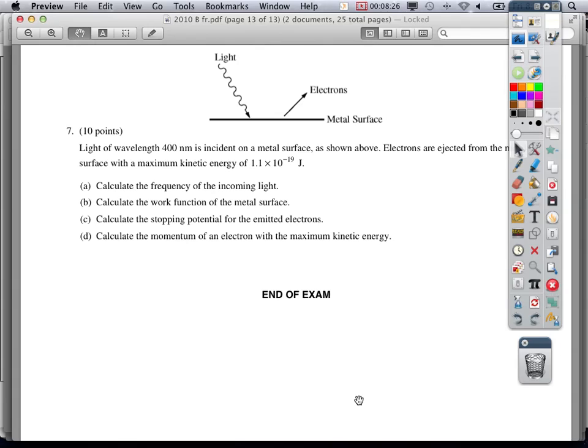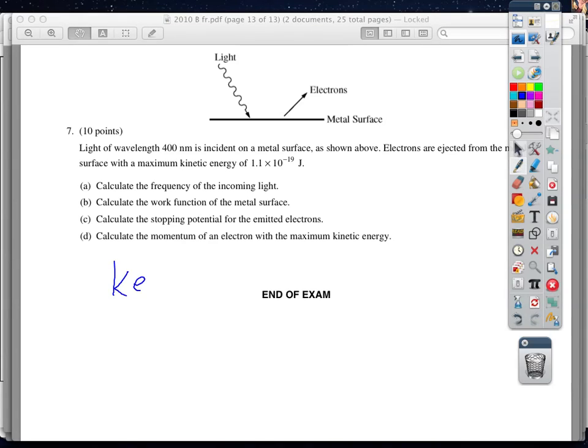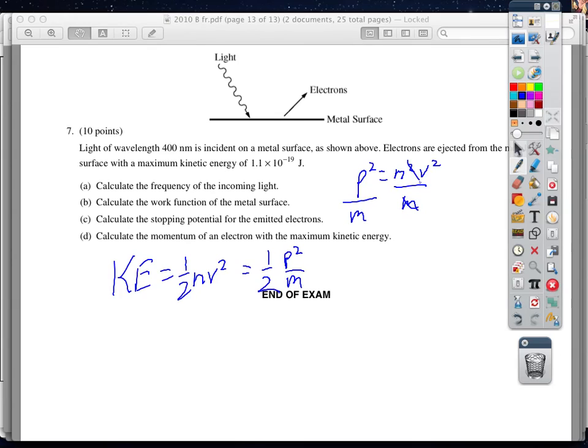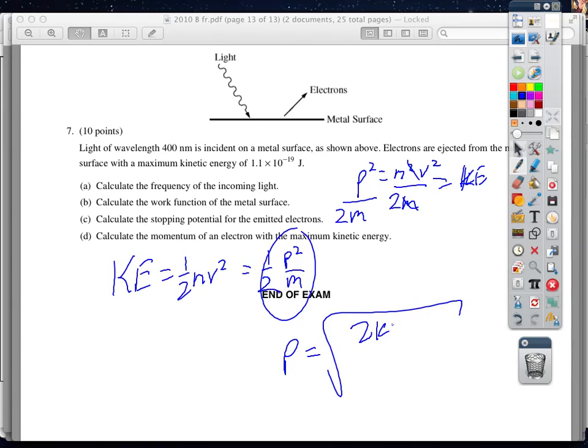Okay, and then calculate the momentum of an electron with the maximum kinetic energy. So this is just algebra right here. Kinetic energy is 1/2 mv squared, right? Well, how do I make this into momentum? It's 1/2 p squared over m. Does that make sense? Do you see that? Because p squared is m squared v squared. So p squared over m is mv squared. And then p squared over 2m is 1/2 mv squared, which is equal to kinetic energy. So 1/2 p squared over m is that. So now I can just solve this and say p is equal to the square root of 2KE over m.